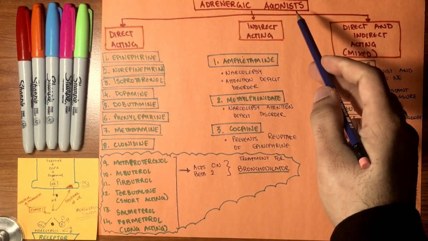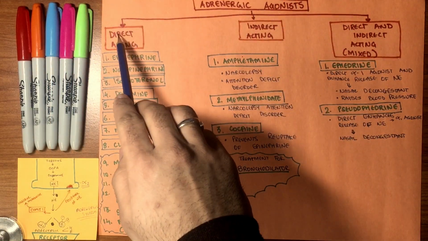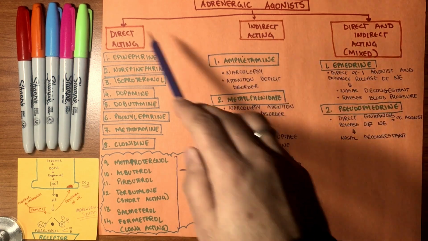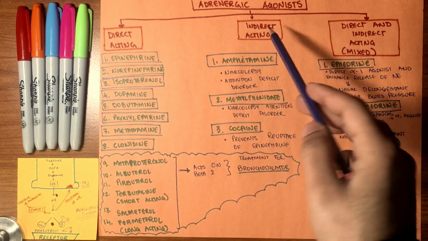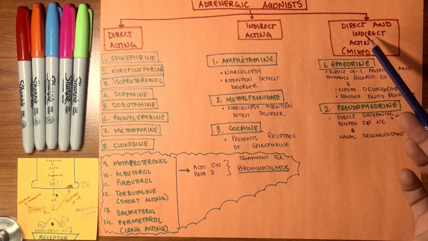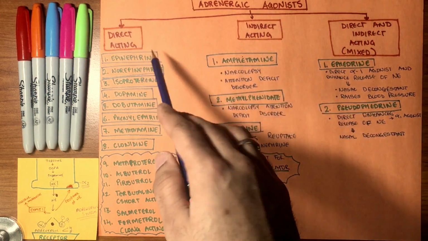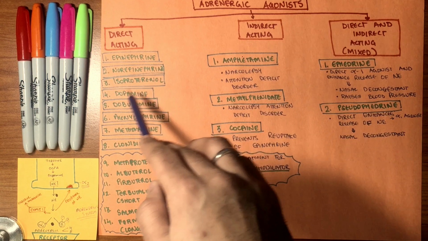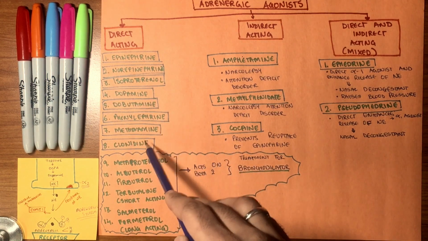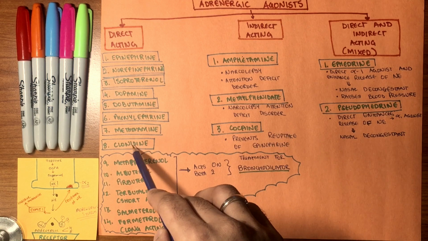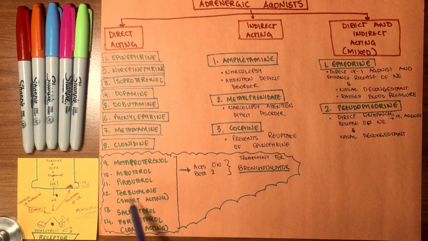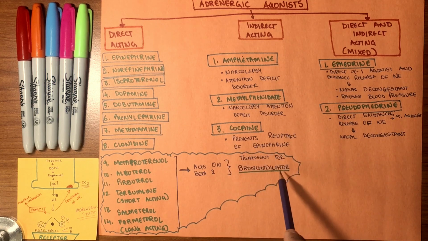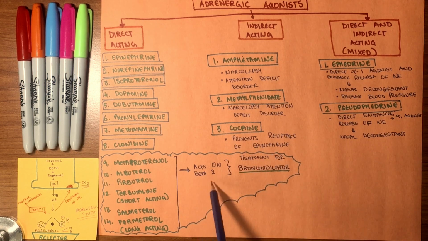Moving on to the adrenergic agonists. The adrenergic drugs are classified into direct acting, indirect acting, and mixed acting. Direct acting means stimulating the receptor sites. Indirect acting means enhancing the release of norepinephrine, and mixed acting will do both. So the direct acting include epinephrine, norepinephrine, isoproterenol, dopamine, dobutamine, phenylephrine, and clonidine as well. This will be an important drug to talk about. The rest of the drugs, albuterol, pirbuterol, salmeterol, formoterol, work on the respiratory system as bronchodilators, and they will affect beta 2.